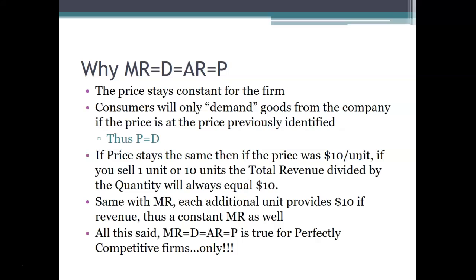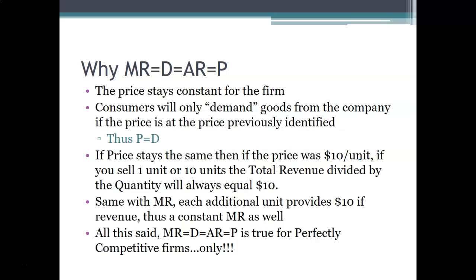This concerns only demand, meaning that you want to buy from that company if it's set at that price. For example, if the price stays at a consistent $10 per unit, you sell 1 unit or 10 units, total revenue divided by that quantity is always going to be 10. Same is going to be true with the marginal revenue. Each additional unit is also going to equal 10. Why? Because as you sell 1 additional unit, you gain $10. And your marginal revenue is always going to be 10 for this example.